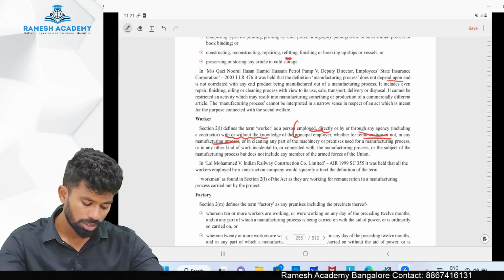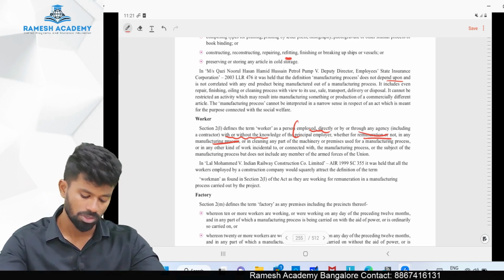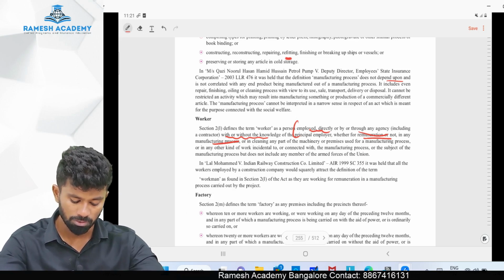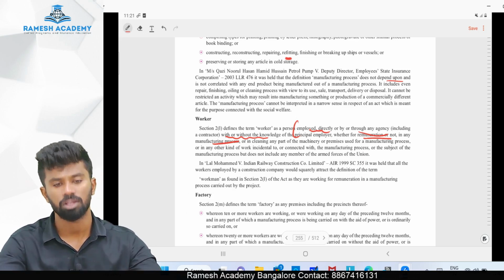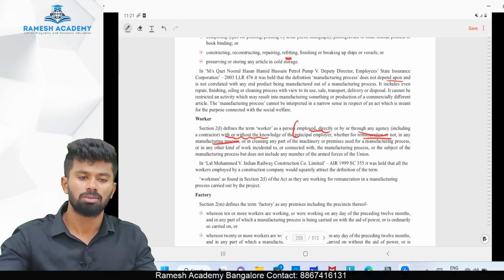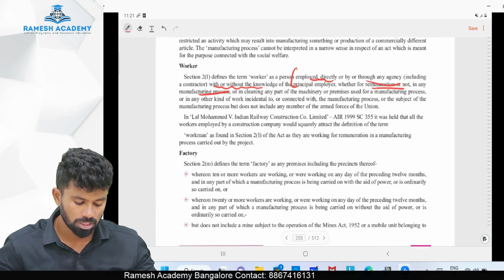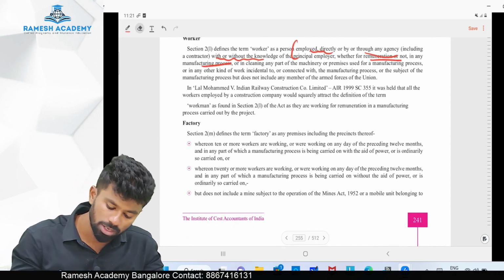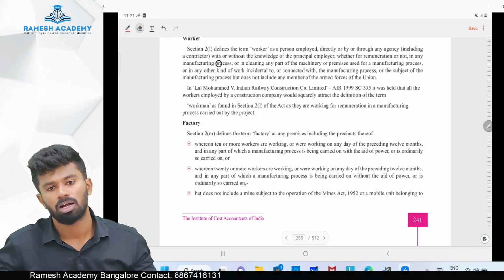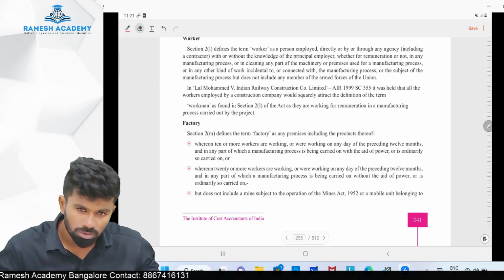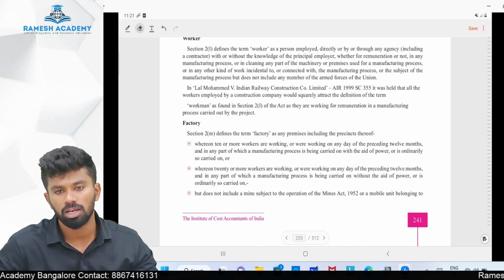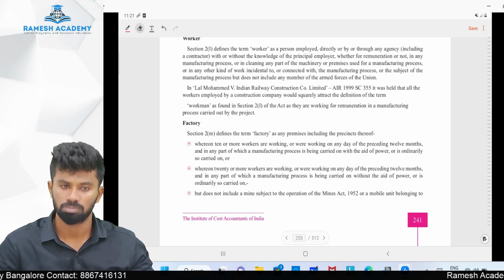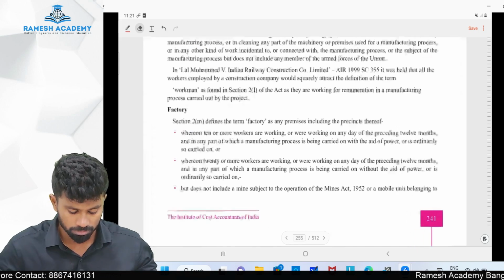or the subject of manufacturing process, but does not include any member of what? Armed forces of the Union. It does not include the members of the army, so they are not considered as a worker. So any person who is employed either directly or through a contractor or an agency to carry out the manufacturing process or to clean up the machinery used in the manufacturing process is considered as a worker.